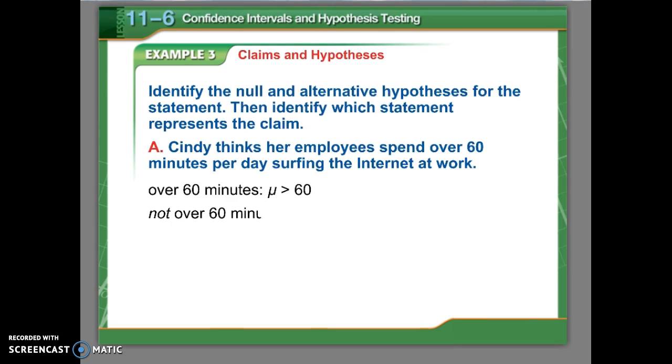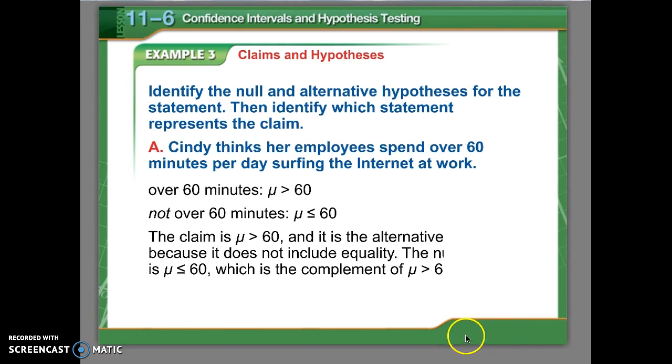So when they say over 60 minutes, that means that the mean amount of time per day would be over 60. The opposite of that would be not over 60 minutes, which means it could be less than or equal to 60 minutes. And the way that they want you to do these problems is to find whichever thing has an equal sign in it, that's your null hypothesis.